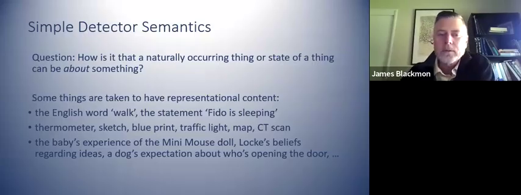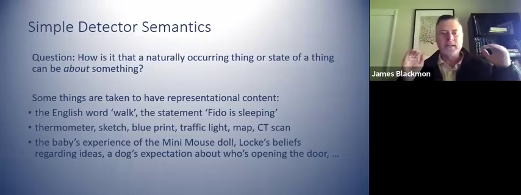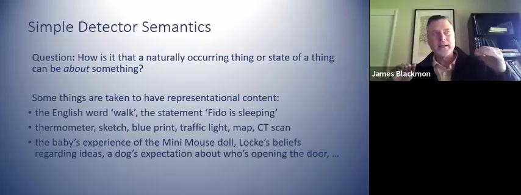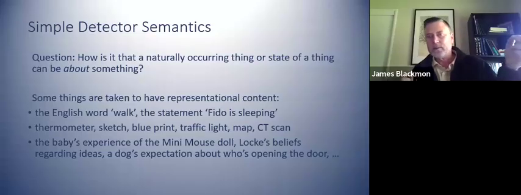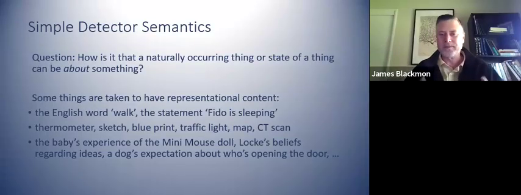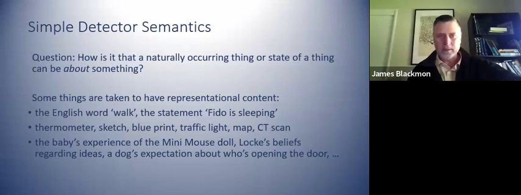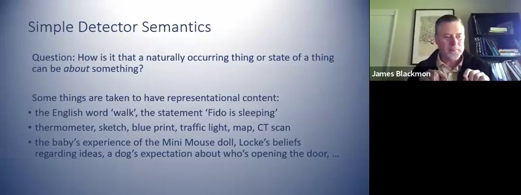And so I think it's simultaneously obvious and astonishing that something that occurs in nature is about something else. What makes it obvious? Well, aboutness is something we live with every day. We have words that are about things, like walk means something. And I actually looked up walk, and I was interested to find that walking isn't just moving with your feet. It has to be moving so that at any time one foot is on the ground.